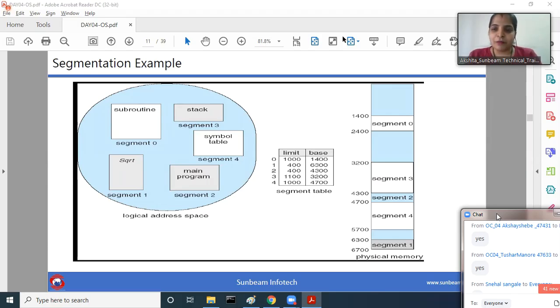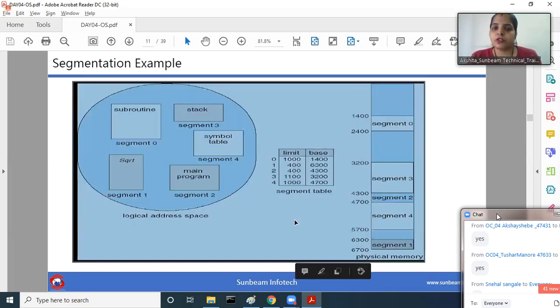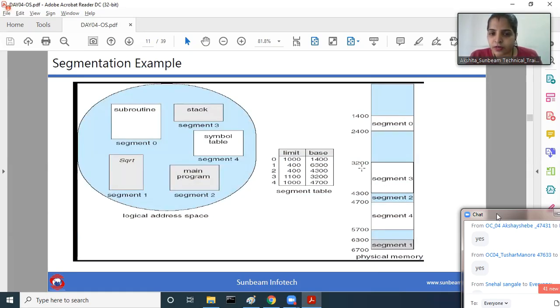All right, coming back to the point, let us say I have a segment 3. Segment 2 had, let us say, a 400 limit. So 4300 plus 400 is 4700. It is ending at that location. Coming to segment 3, it requires, let us say, 1100 memory locations. Segment 3's initial address is 3200 plus 1100, 4300, and so on.